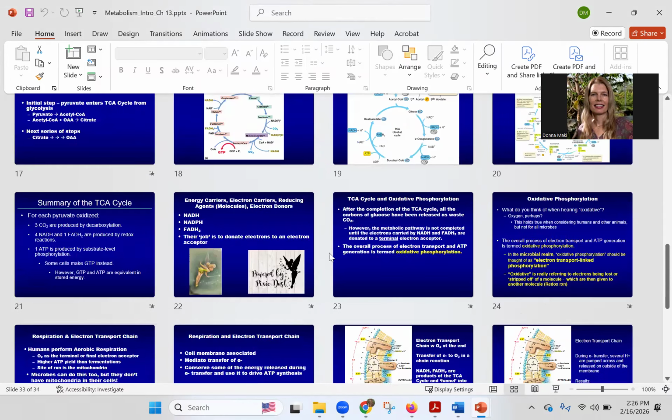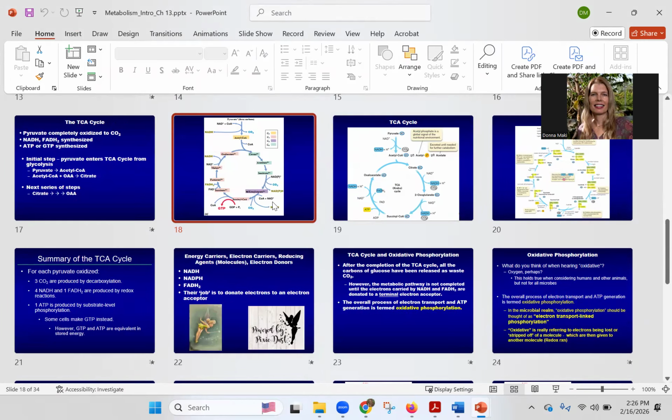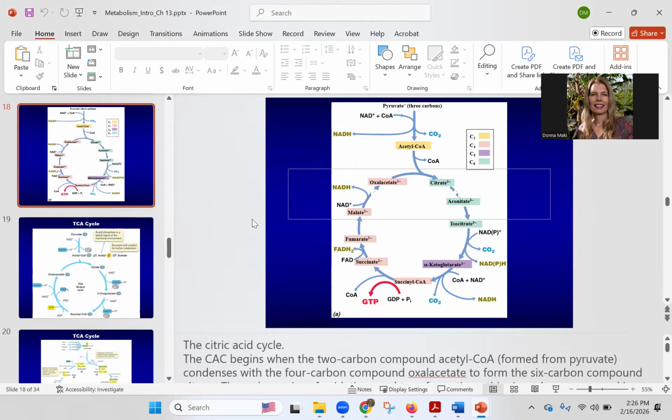But let me just look. Yeah, I have 4. They're probably not counting the very first one, is my guess. They're just looking at the actual cycle. And then that's 3 if you just look at the cycle. But if you look at how pyruvate comes in and links into it, there's another one.